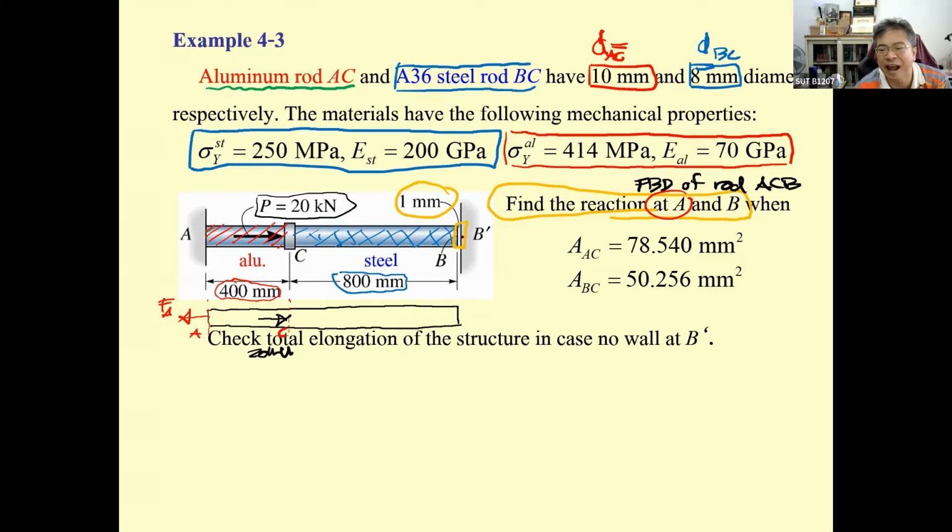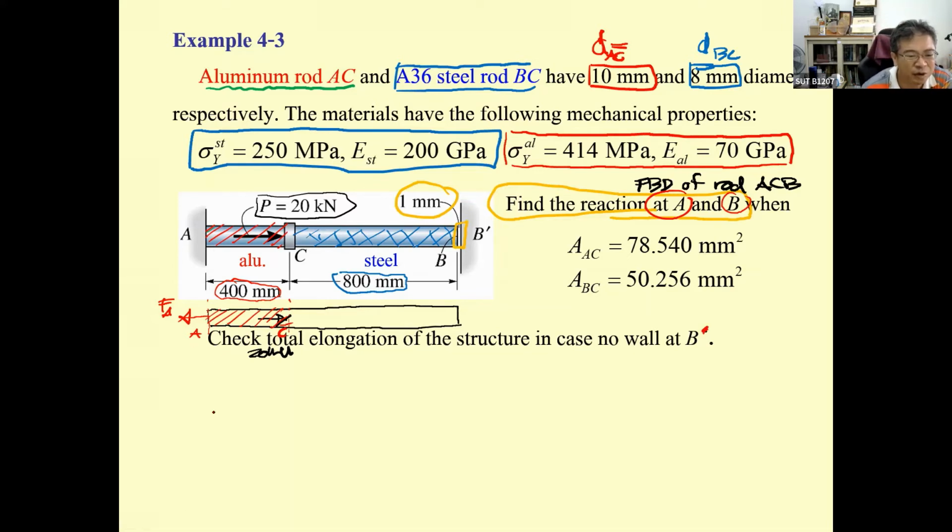If it's larger than 1 millimeter, this B will touch B prime, and it will produce the reaction at B. And the problem is going to be statically indeterminate. But if the deformation of this portion is smaller than 1 millimeter, this won't touch, and the problem is going to be statically determinate. So we're going to check the total deformation.